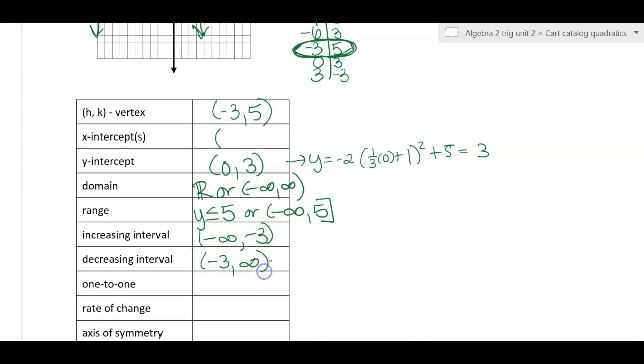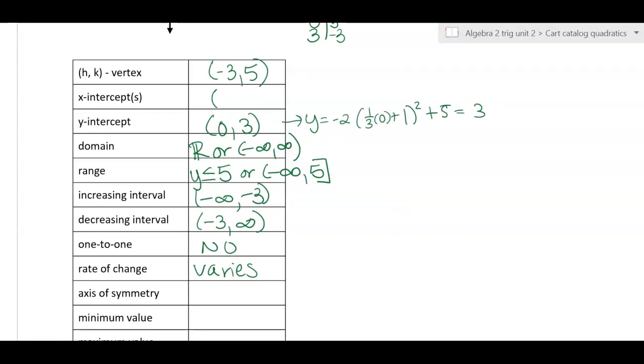Good. All right, is this function 1 to 1? No. Okay. And then we said rate of change we can't really identify now because it's different at each place. Somebody knew the axis of symmetry. Yeah, Hannah. Good, x equals -3.